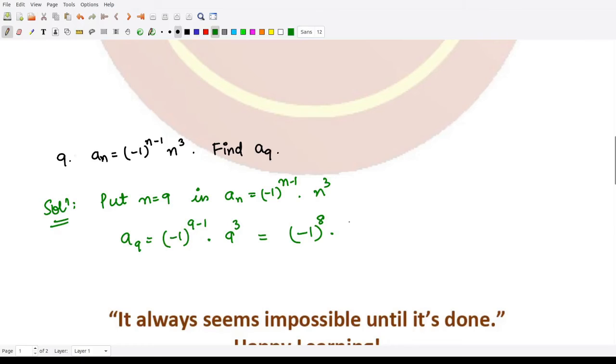9 cube is how much? So 9 into 9 into 9, which is 81 into 9. So we can simplify it. Now minus 1 raised to an even power is always plus 1, because as you know, minus 1 raised to power 2n, n could be anything, is always plus 1, right? So here also, because 8 is an even number, minus 1 raised to power 8 is always positive. So we have positive, we now have to multiply 81 with 9, so that we have 9 here and 72 here. So our answer is 729.